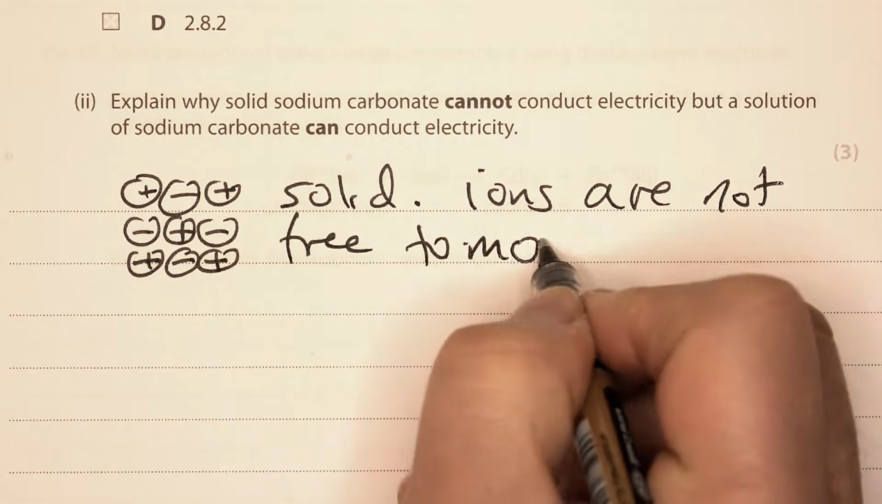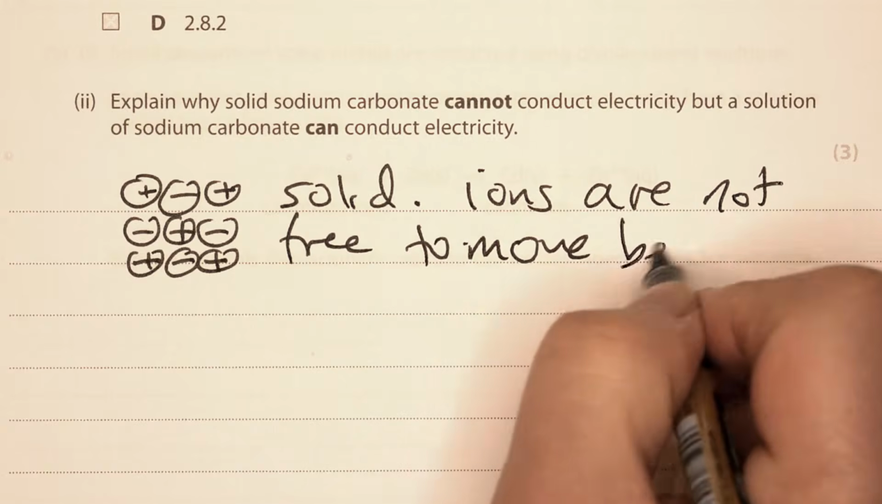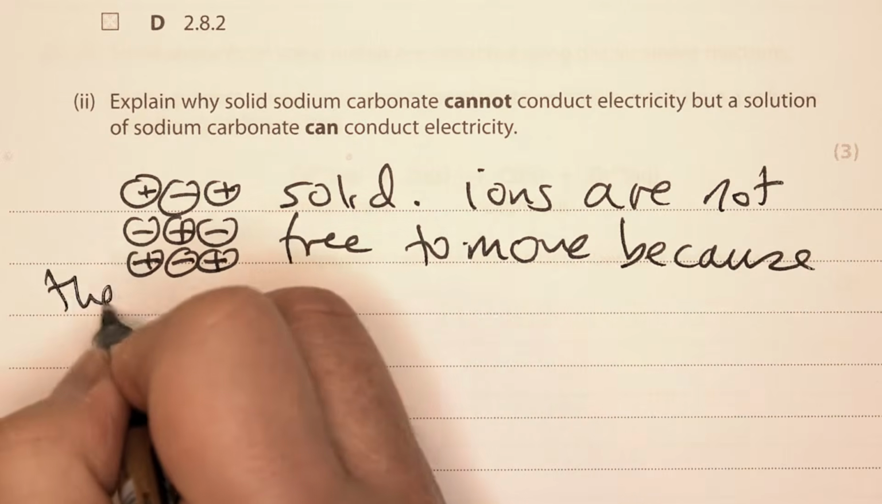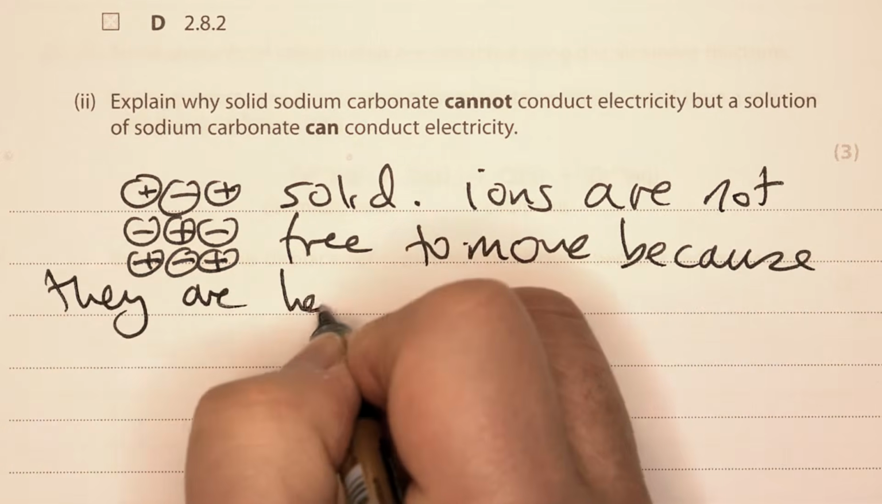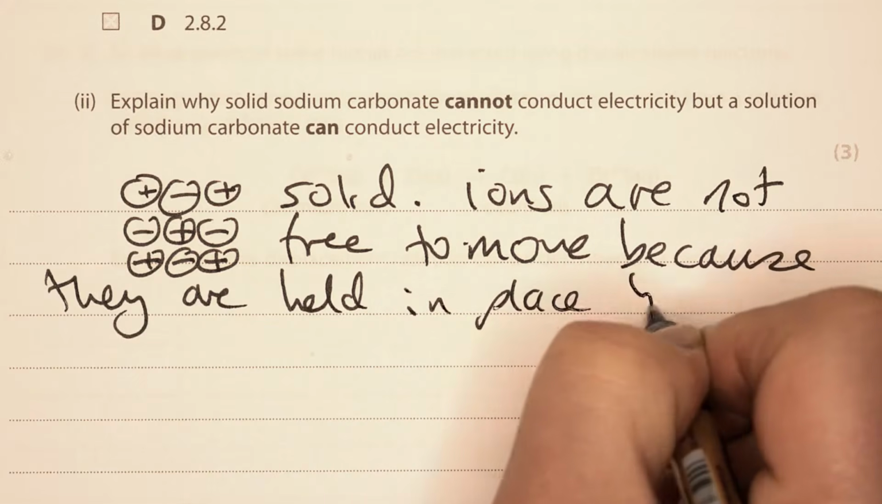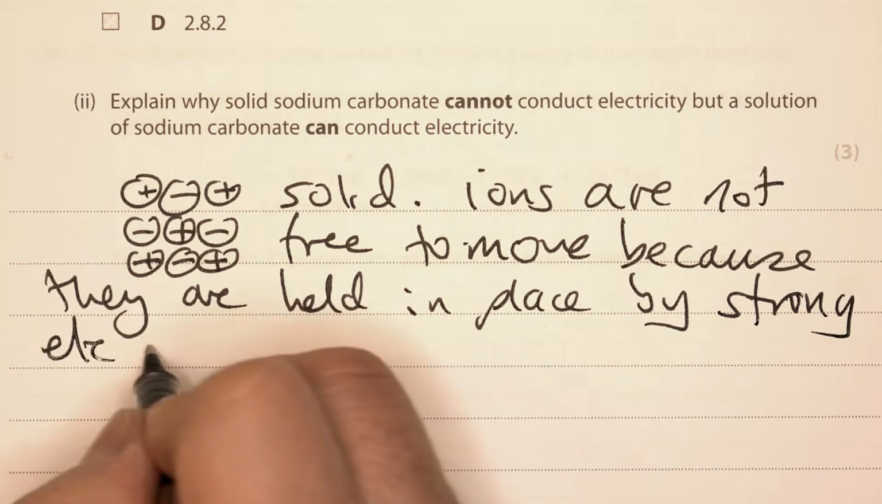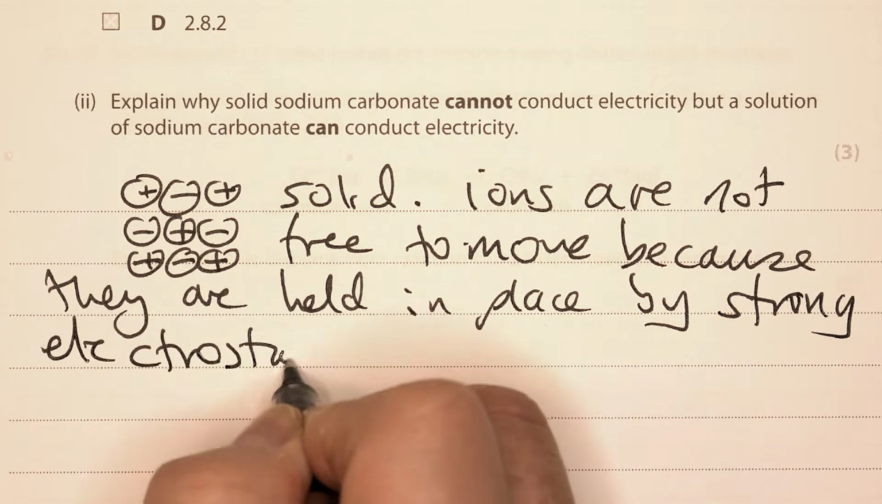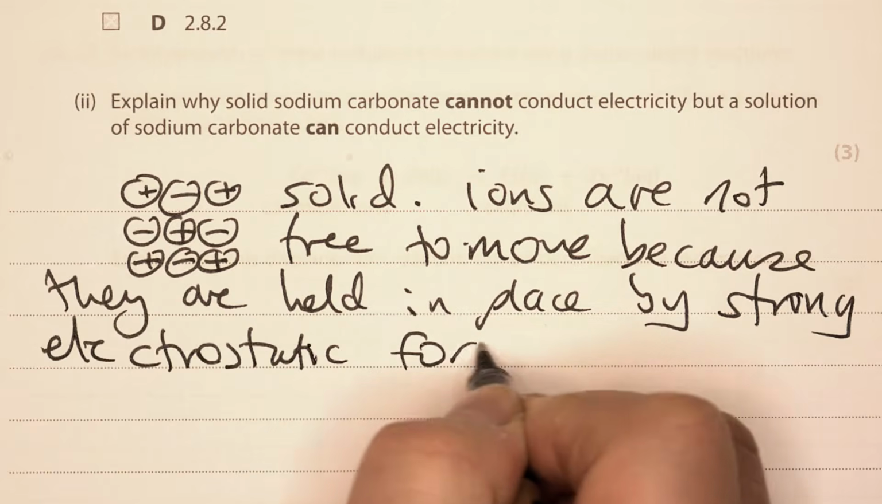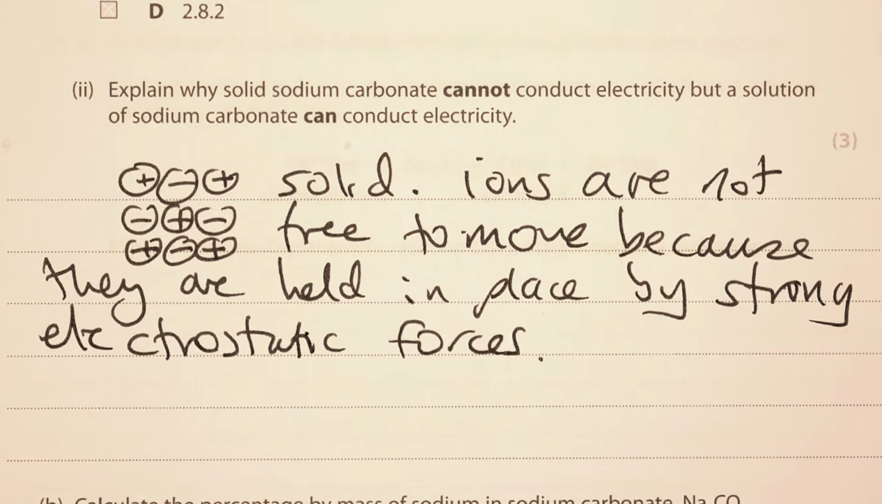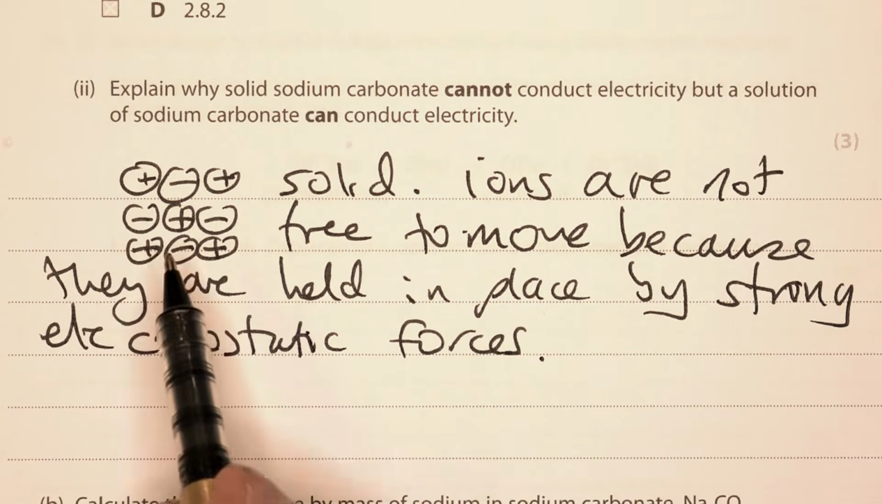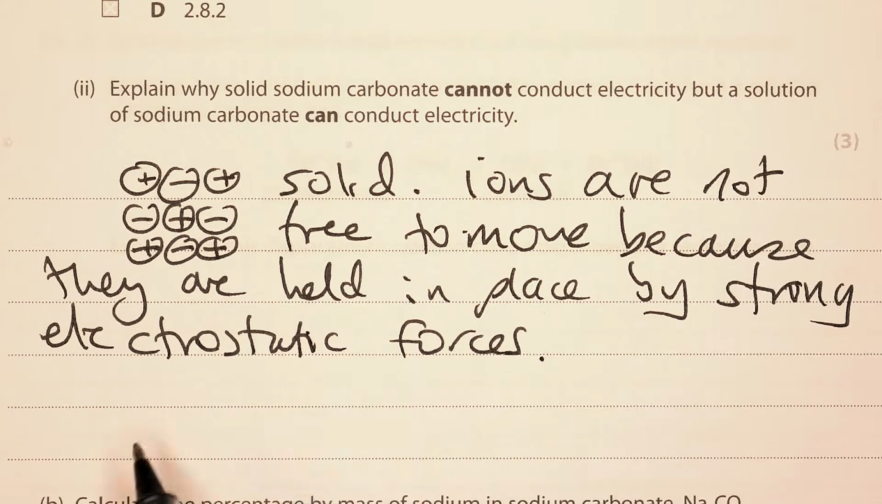and the reason they're not free to move is because they are held in place by strong electrostatic forces. And remember, electrostatic forces are forces between positives and negatives, in this case between the positive sodium ions and the negative carbonate ions.